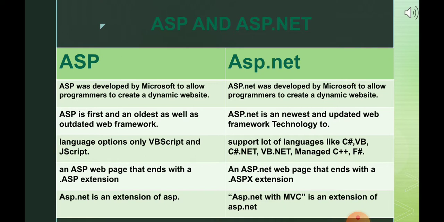ASP is an older and outdated technology, while ASP.NET is the newest technology, which supports a lot of languages like C#, F#, VB.NET. An ASP page is a dynamically created web page that ends with a .asp extension. And in the case of ASP.NET, the .aspx extension is used for web pages. ASP.NET is an extended version of ASP with support for a lot of languages, while ASP.NET with MVC is a new extension or technology of the ASP.NET framework.